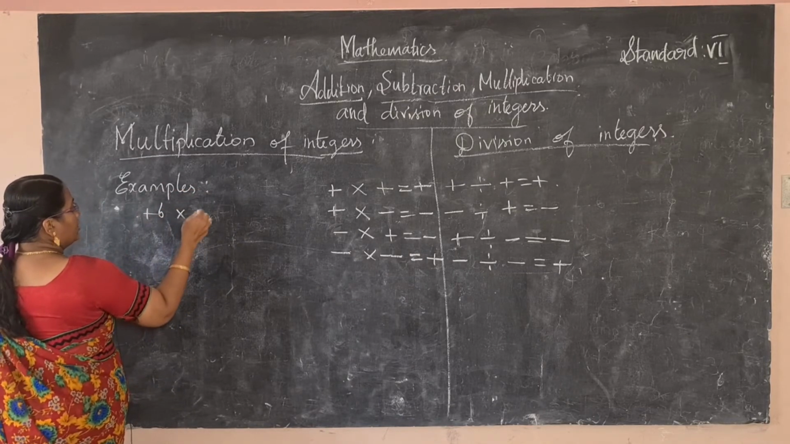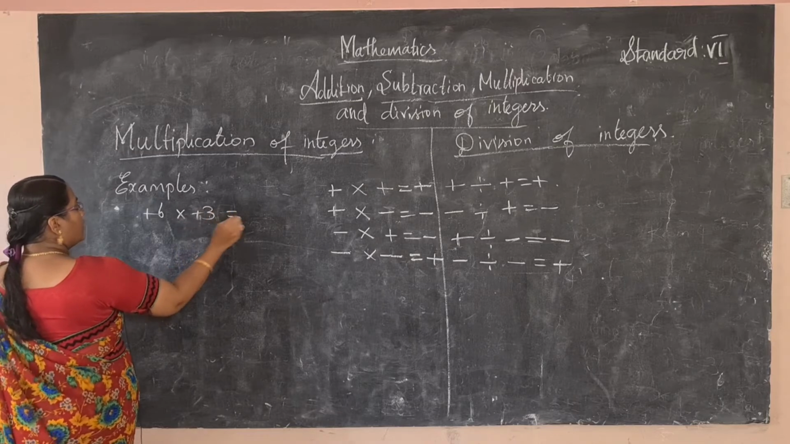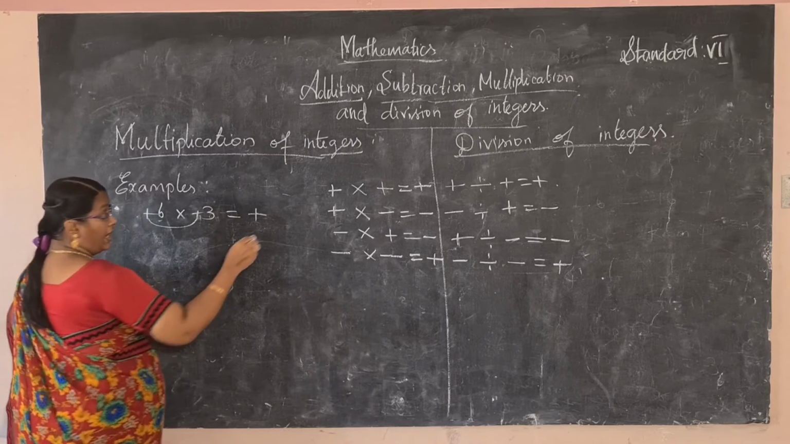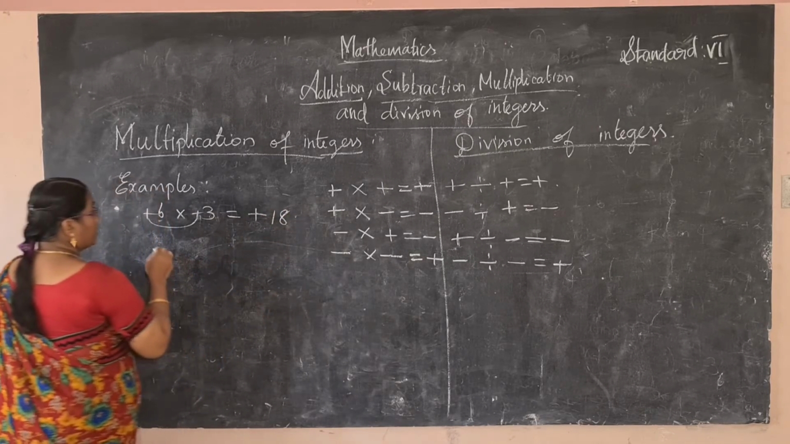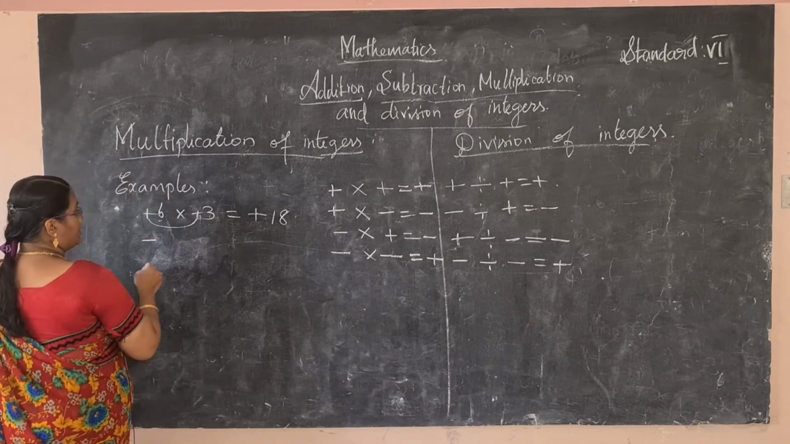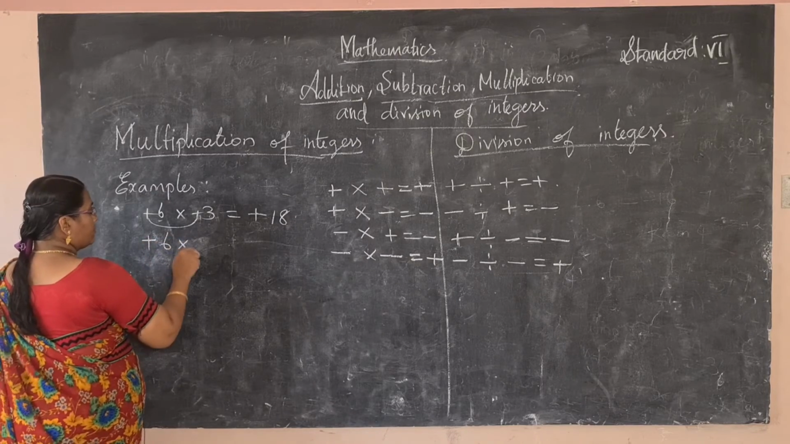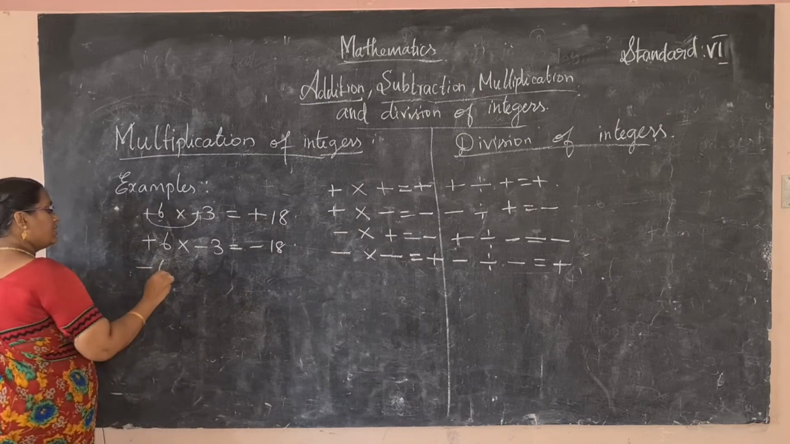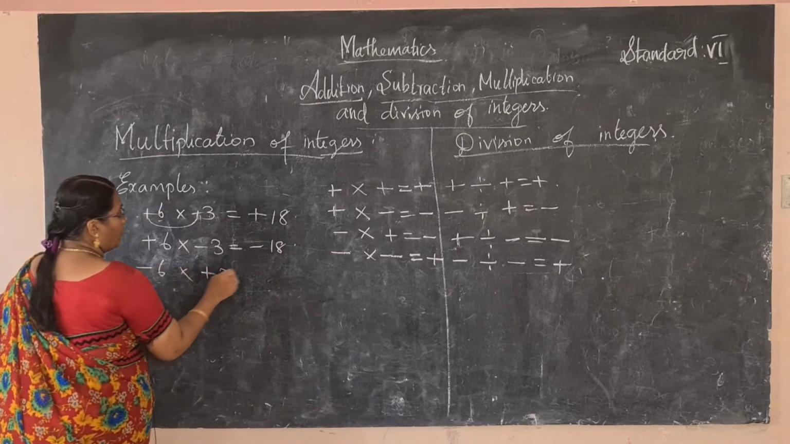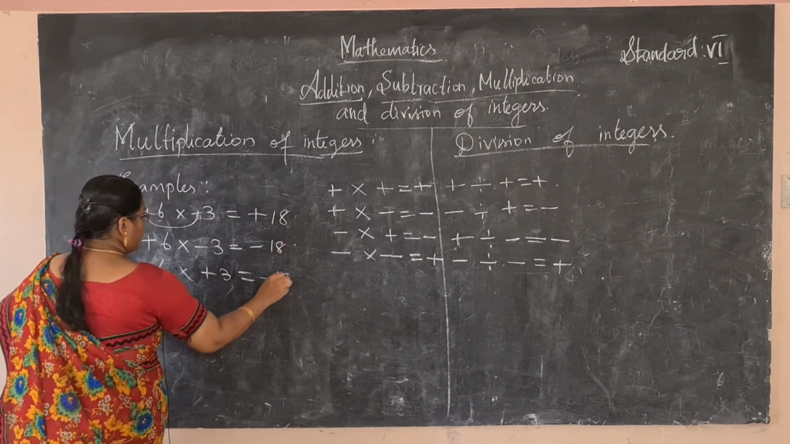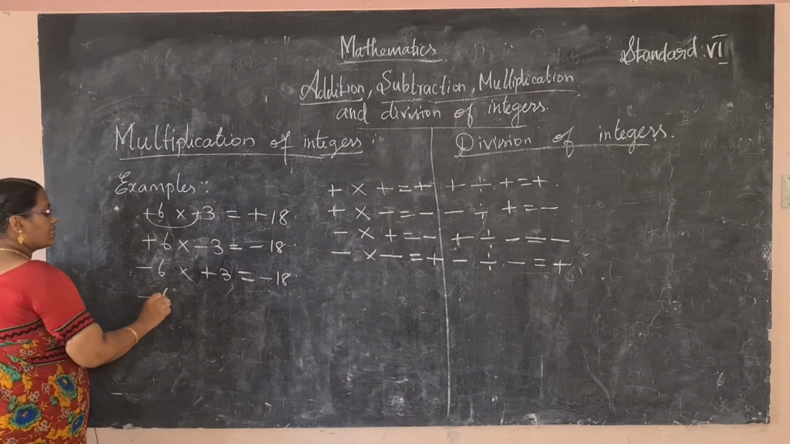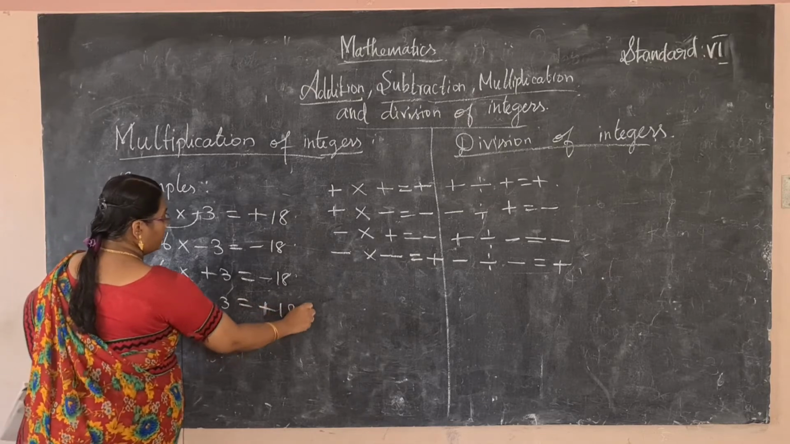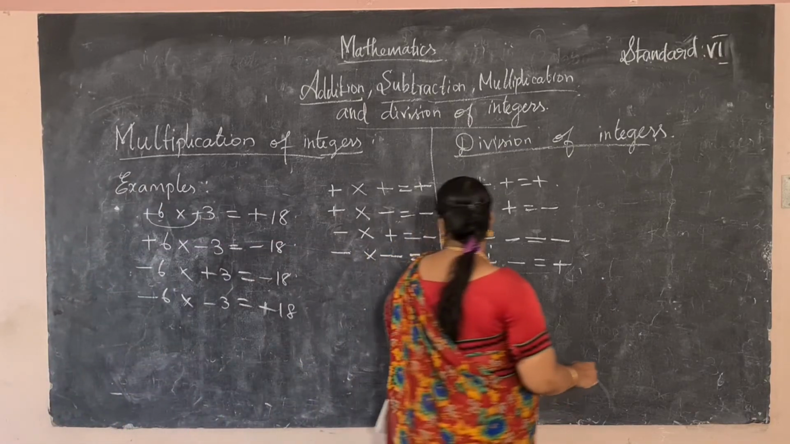Plus 6 into plus 3 is equal to plus into plus, plus, 18. Again, plus 6 into minus 3 is equal to minus 18, or minus 6 into plus 3 is equal to minus 18, and then minus 6 into minus 3 is equal to plus 18. The same numbers we have applied here.